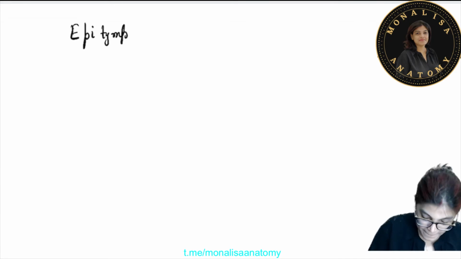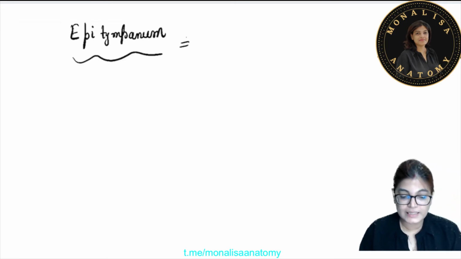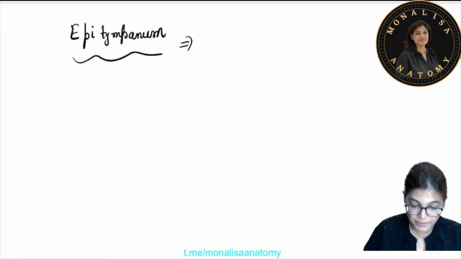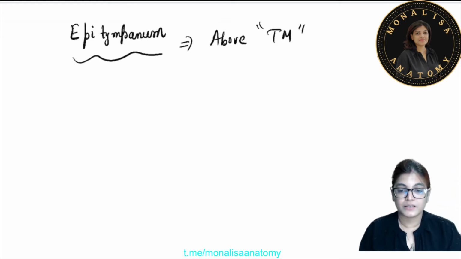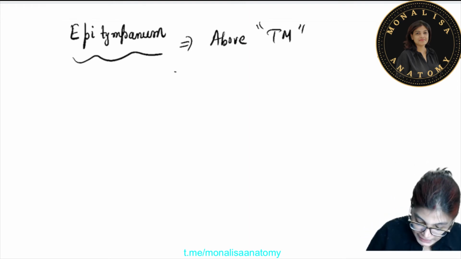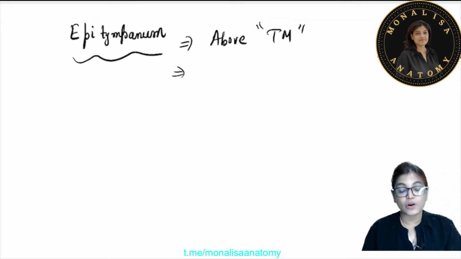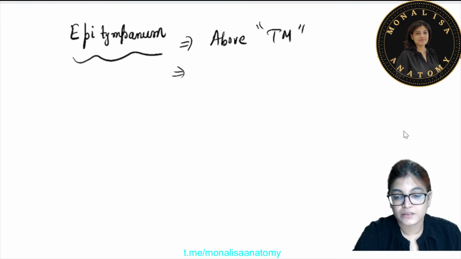Epitympanum. Okay, epitympanum, what does it contain? It is the part lying above the tympanic membrane. I am writing in short form. And what does it contain? It contains the following important structures.